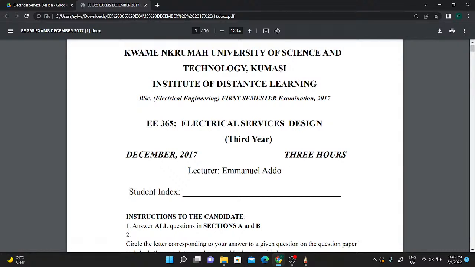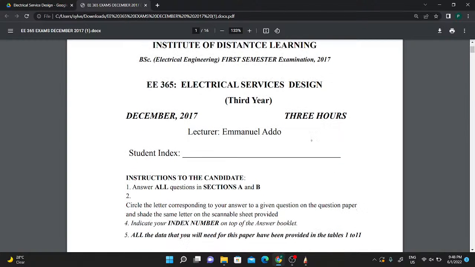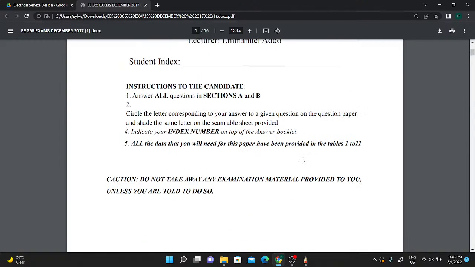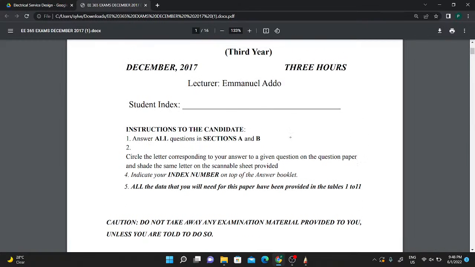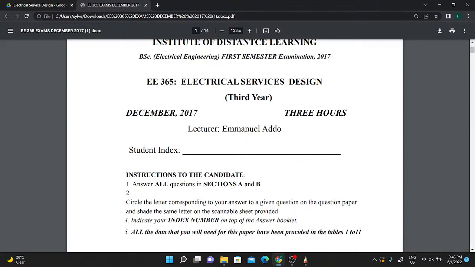So these are the past questions that we are using. It's in our class group. It's in the description, so you can get access to it from there. It's electrical services design, lecturer Emmanuel Ado, the same lecturer teaching us. It's a very good past question to solve.